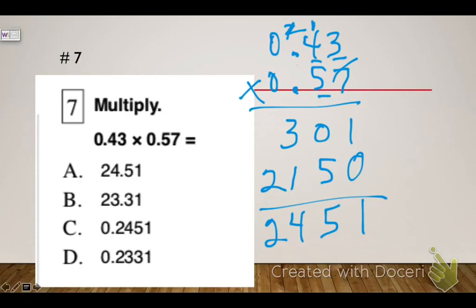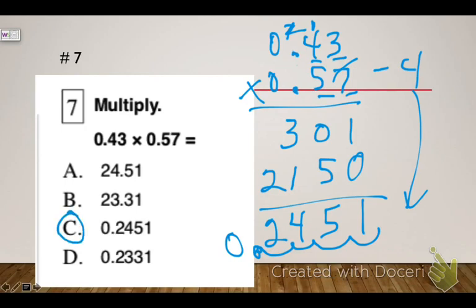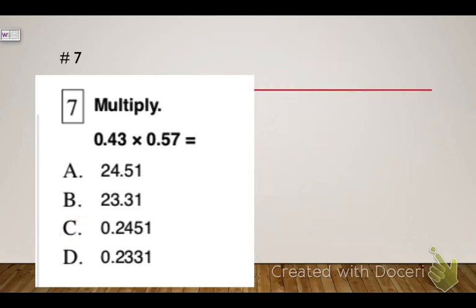Let's count decimal places, and there are 4 decimal places. Down here, 1, 2, 3, 4. We want 4 decimal places. So, kids, here's our answer, C. And some of you just need to be more careful. I know, tests are pressure. Get it. Alrighty, here we go, kids.